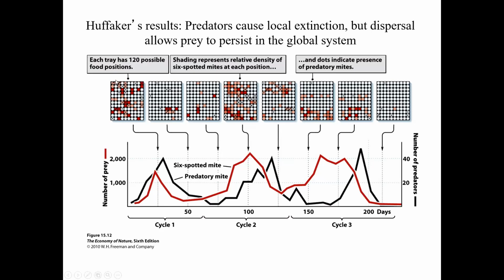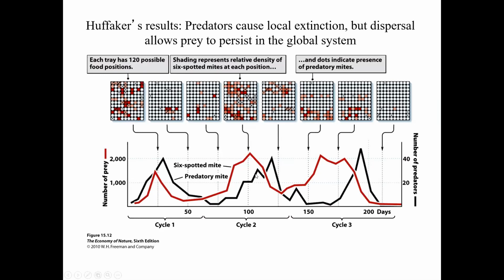Okay, the orange spaces are moderate densities, and the red are high densities. And what he did was intersperse some of these positions with rubber balls. So there was nothing to eat there, but it was possible for the mites to crawl across the balls and disperse. And here's what happened over time.